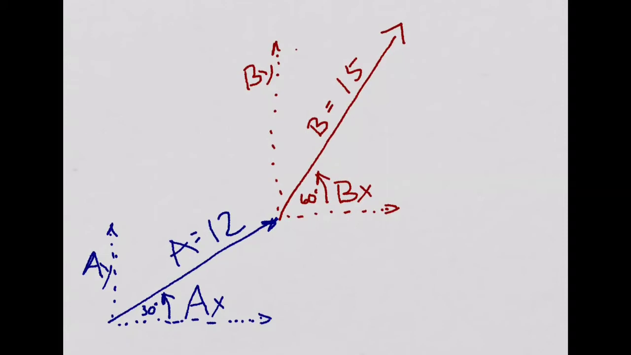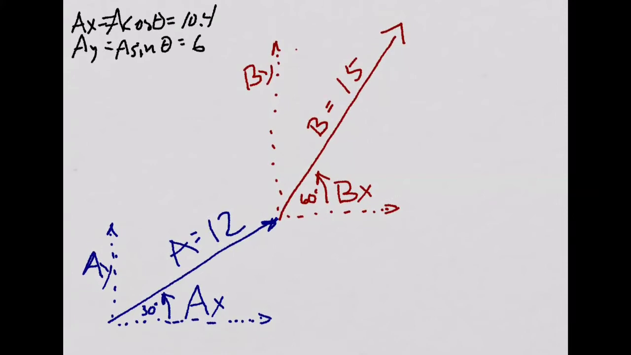So let's practice adding two vectors with components. I have a vector A that has a length of 12, a vector B that has a length of 15. I need to find AX and AY, BX and BY, add them together to get CX and CY. So, AX equals A cos theta, and when you calculate that out, you get 10.4. AY equals A sine theta, and you multiply that out, you get 6.